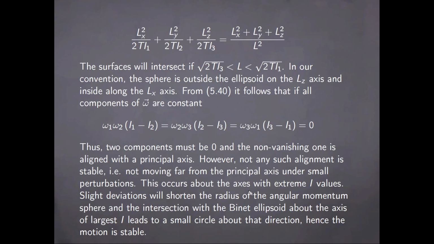This occurs about the axes with extreme values for the moments of inertia. Slight deviations will shorten the radius of the angular momentum sphere, and the intersection with the Binet ellipsoid about the axis of largest moment of inertia leads to a small circle about that direction, hence stable motion. So this is something which again we will prove rigorously a bit later, the conditions in which the motion is stable or unstable.